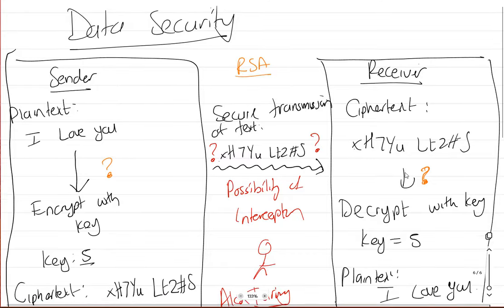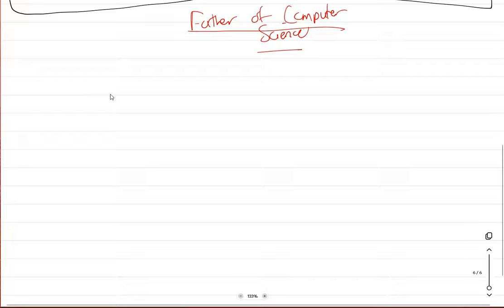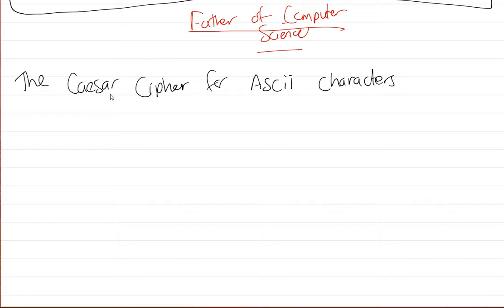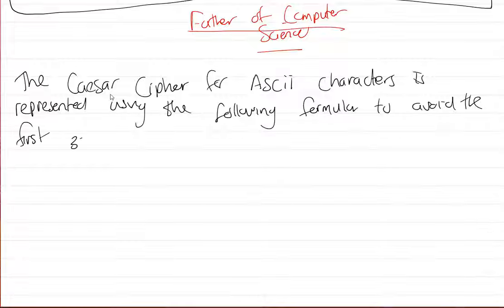Okay, so the one that I'm going to teach you, which is examinable, is called the Caesar cipher. And after I show it to you, you'll know exactly why we don't use it. So the Caesar cipher for ASCII texts is represented using the following formula, to avoid the first 32 non-printable characters of ASCII.